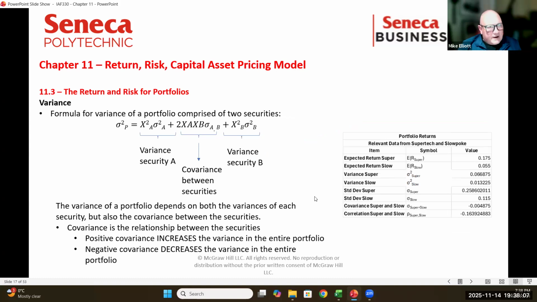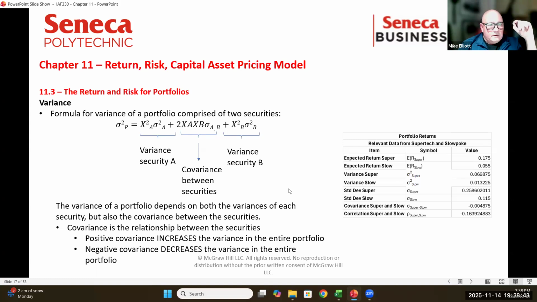So the formula for the variance in a portfolio is the variance of security 1 plus the variance of security 2 plus 2 times the covariance between the securities. So what we have here is variance of security 1, variance of security 2, and 2 times the covariance between the two.